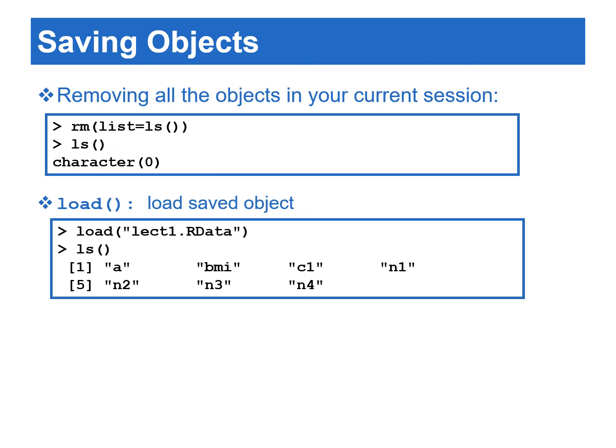To remove or delete all the objects in the current workspace, we need to set the list argument to ls in the rm function. Once the objects have been saved to an rdata file, we can load these objects into R by using the load function. Loading objects directly into R, instead of recreating the objects, will save us computing time.